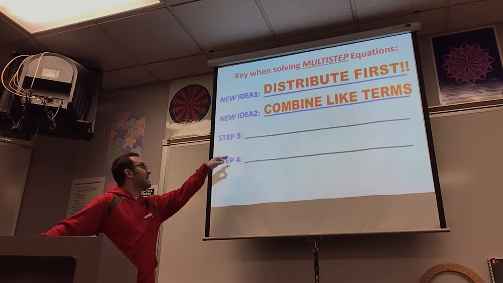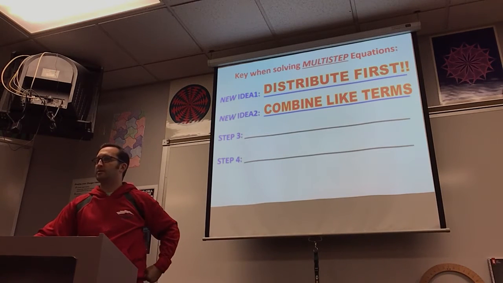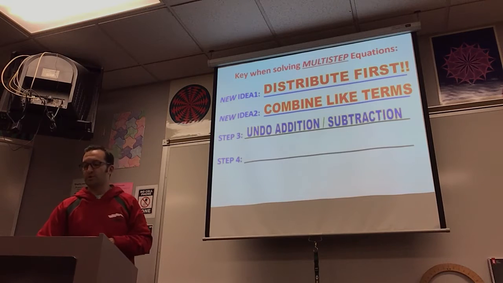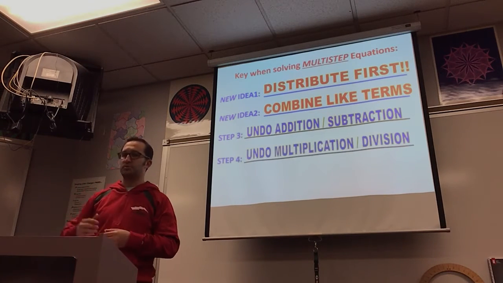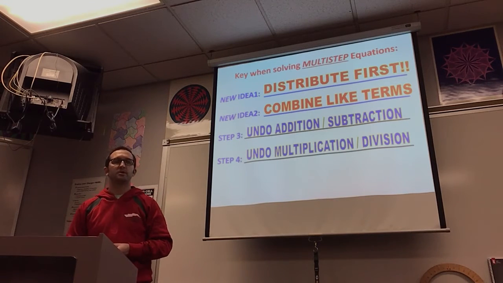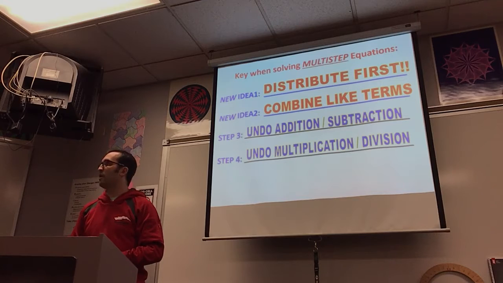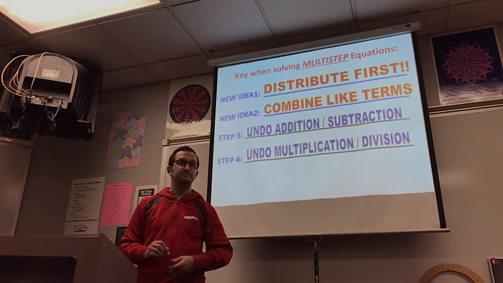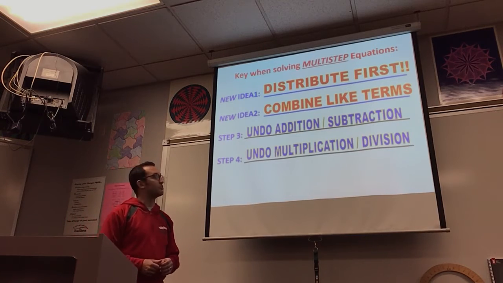And I bet we know what the last 2 will be. After we've combined our like terms, we should undo what? Addition and subtraction. Follow that up with undoing multiplication and division. The same process as we've done before. Really all we're doing is following the order of operations in reverse. Okay? Following the order of operations in reverse.